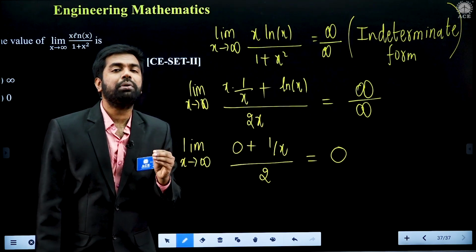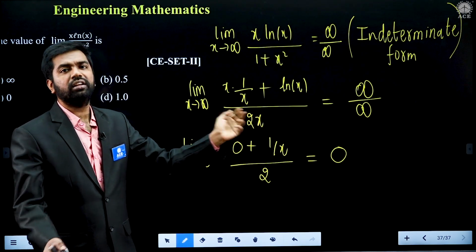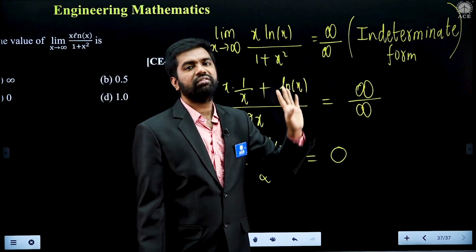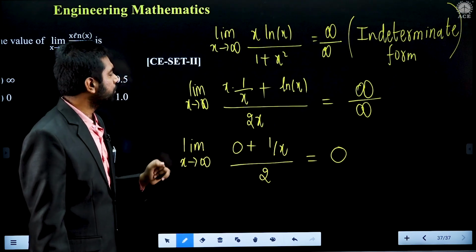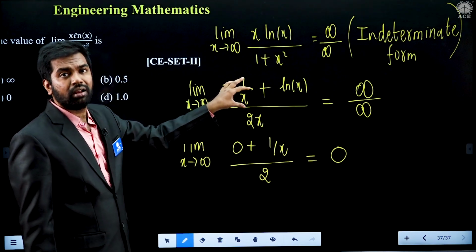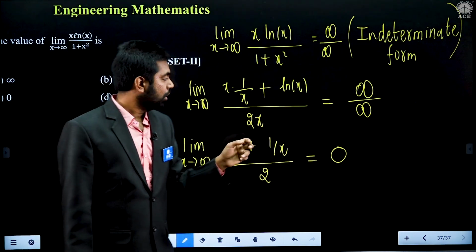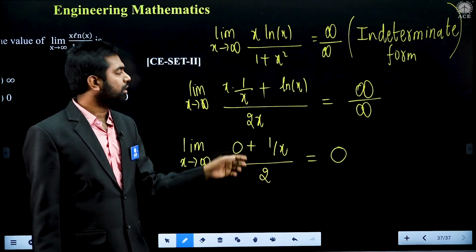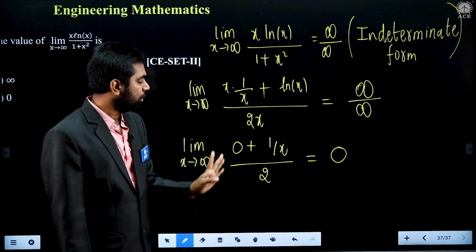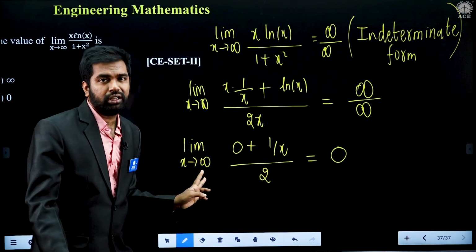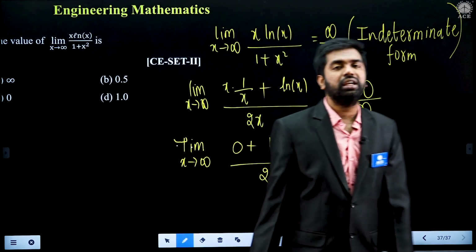Substitute the limit. 1 plus log infinity is again infinity. 2 into infinity is again infinity. This is giving you infinity by infinity form. That is an indeterminate form. Use L'Hospital rule. The derivative of 1, a constant, is 0. The derivative of log x is 1 by x. So in the numerator you have 1 by x. In the denominator, the derivative of 2x is 2. So finally what you have is 1 by x by 2. Now when x is tending to infinity, 1 by x tends to 0. So the answer for this question is 0.